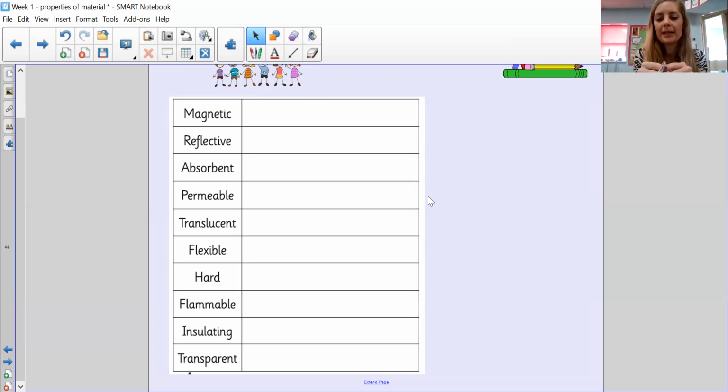So this material, which is tin foil, would be a very good reflective property, okay? The property is what it can do. So it would be a nice reflective.